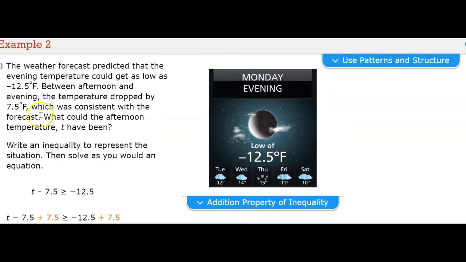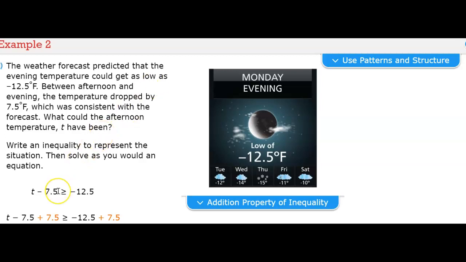So the inequality they have is T, which represents the temperature, minus the 7 and 5/10 degrees that it dropped, and that's negative. That's why there's a minus. And that's going to be greater than or equal to the -12 and 5/10 degrees Fahrenheit. And the reason it is greater than or equal to is because it says the temperature could get as low as, which means it cannot get lower than the -12 and 5/10.